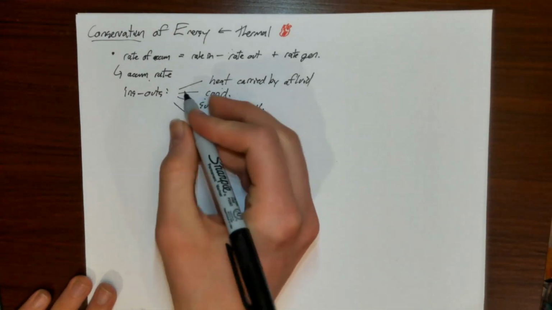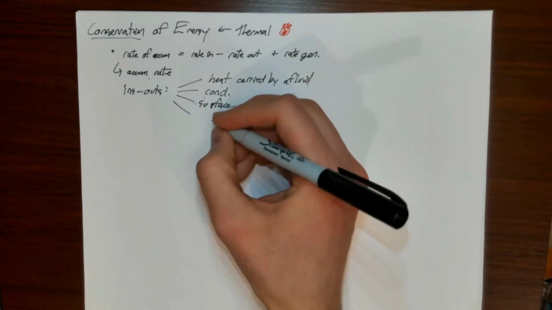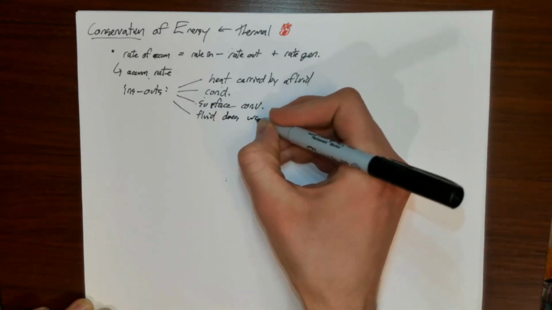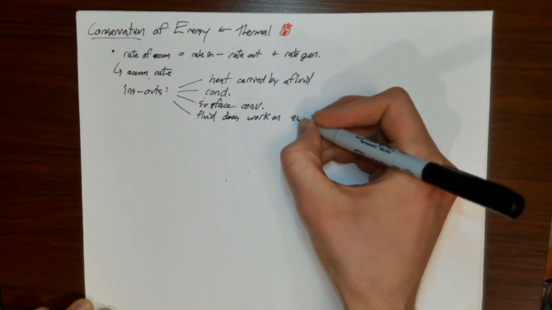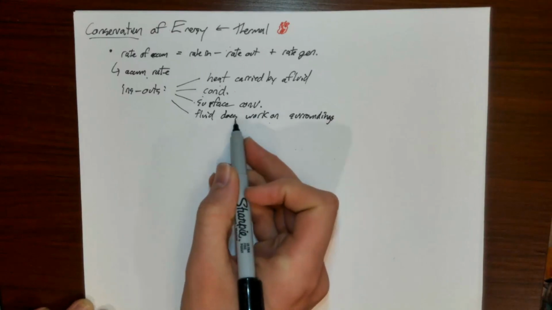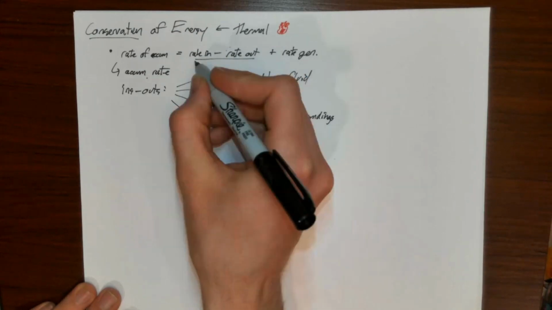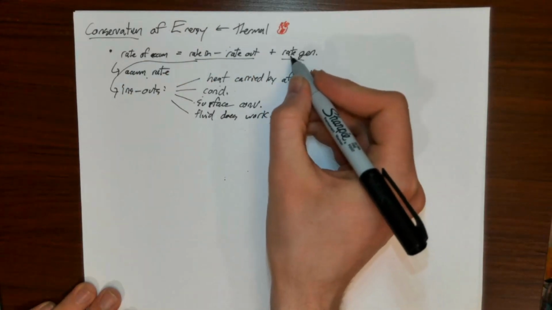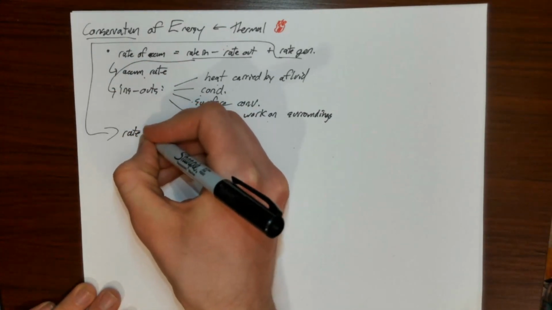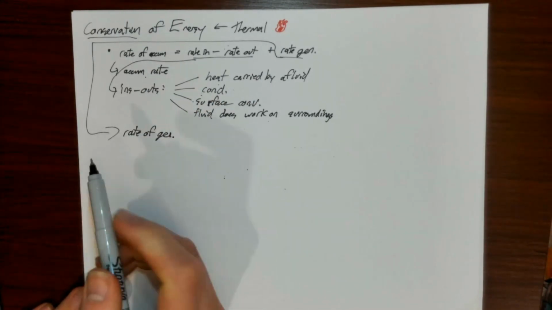And actually, you can have thermal energy being converted into other types of energy if your fluid does work on your surroundings. And I'll talk a little bit more about what that means when we get to that part in the equation. We'll talk about our ins and our outs. We're also going to talk about our generation term. So we're going to talk about rate of generation and what that might mean in some contexts.